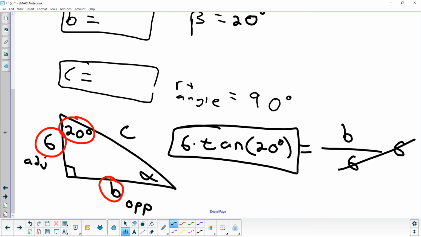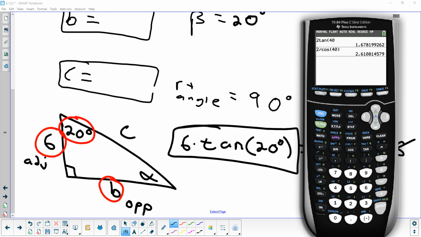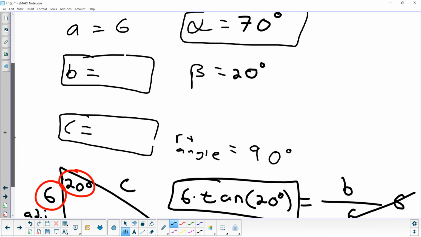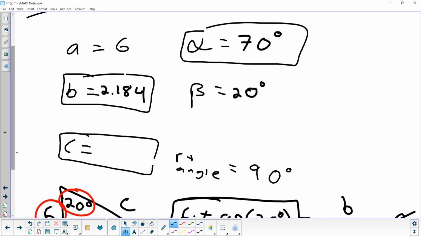We just type that in. Okay, make sure your calculator's still in degrees. Yep, looks fine. 6 tan 20 gives me 2.184, if I round properly. And that is B. All right, so now we've got 5 out of 6. We want to find C.